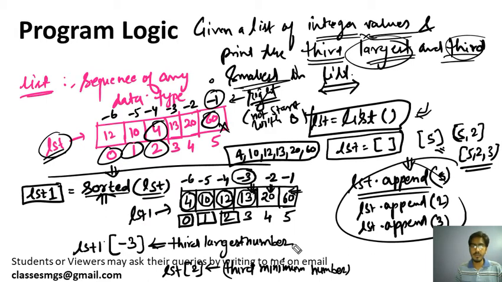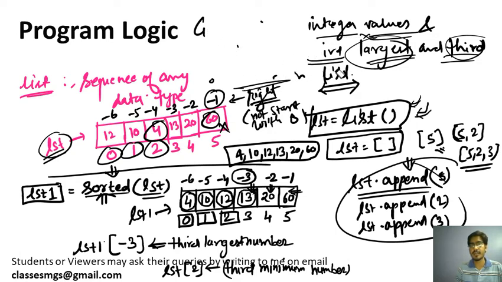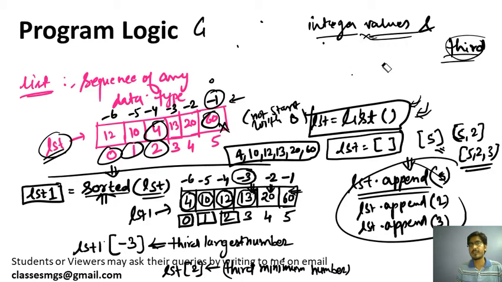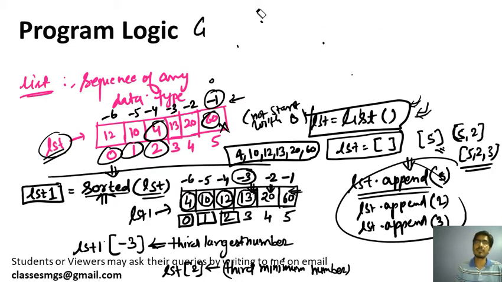Now the remaining thing is that you need to take the input into the list from the user. That code is remaining, so I am explaining this code also at this point, so that you can get the idea how to take a value from the user and insert it into a list. Then you need to sort this list and you will get the third maximum and third minimum number very easily.